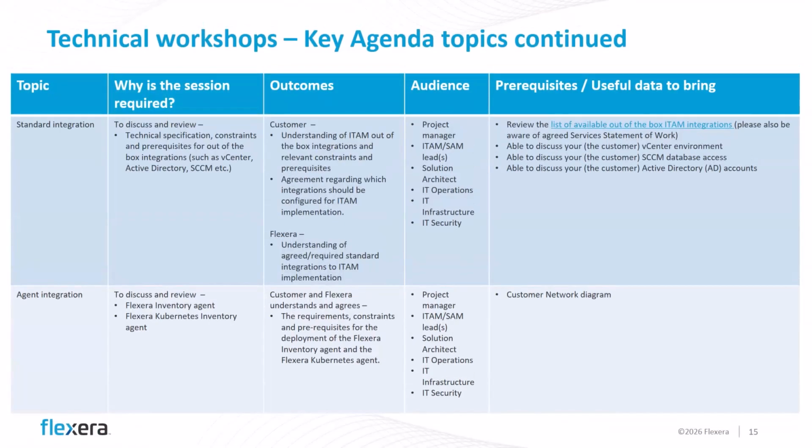For the next technical workshop, we discuss standard integrations, such as out-of-the-box connections like vCenter, Active Directory, SCCM, and similar. In this session, we review data sources, integration options, and prerequisites, and agree which we'll configure as part of the implementation. Then a session on agent integration, discussing the Flexera Inventory Agent and Flexera Kubernetes Inventory Agent, the customer requirements, constraints, and prerequisites. Outcome of the session is agreement on agent inventory requirements and prerequisites.